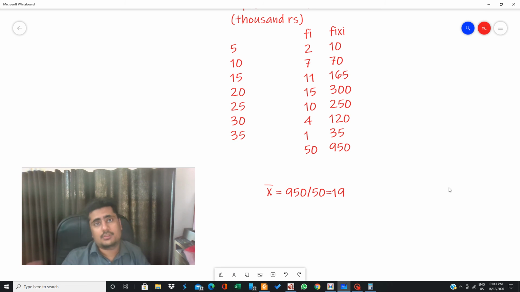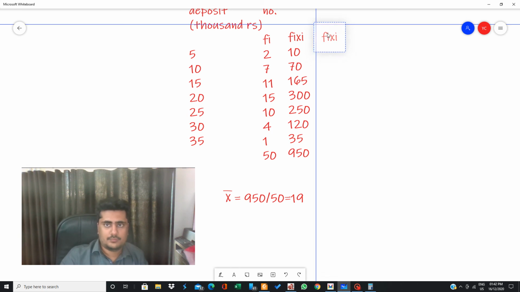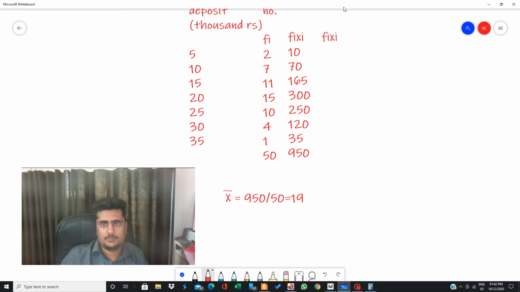You can use the first formula: x minus x bar, then x minus x bar whole square, and then fi into x minus x bar whole square. You can use that also. But if you want continuity, then let us not change the method, the fixi method.